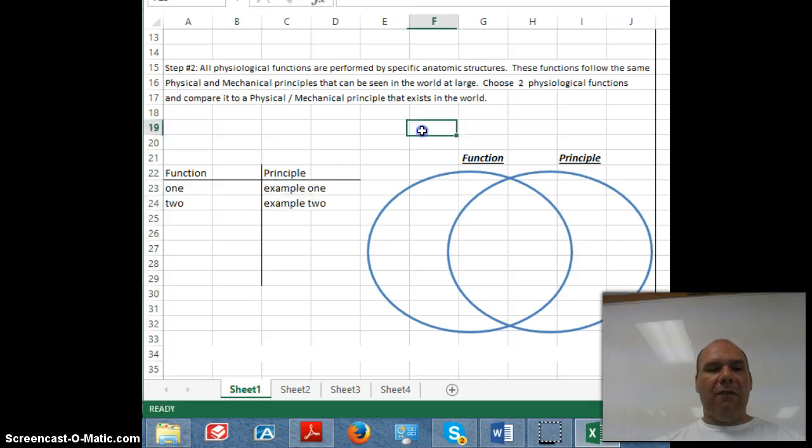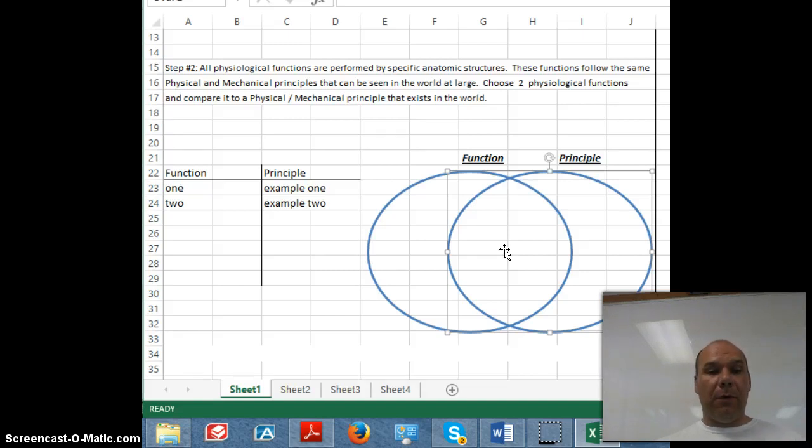Alright? So we have our foundation. We have a function and some type of mechanical or physical principle that is associated with it. So we have 2 functions and 2 examples. And then let's create a relationship with this. What I'd like you to do is in this part of the circle, write both functions. And in this circle, write an example of each of the principles. And in the middle, I'd like you to very briefly, in just a few words, not even a sentence, write what relationships exist between them that you can compare.